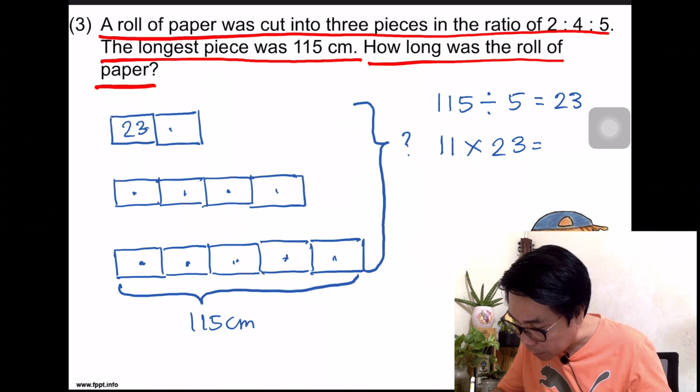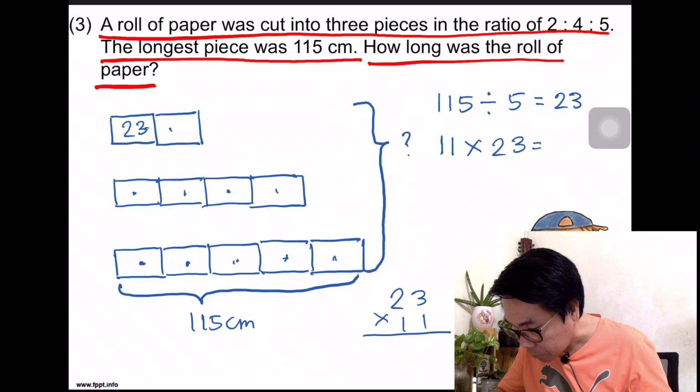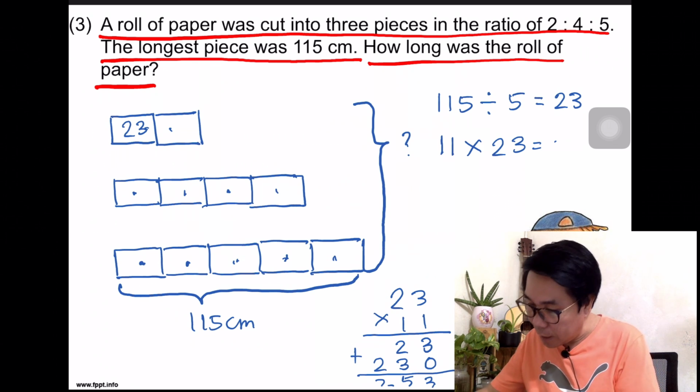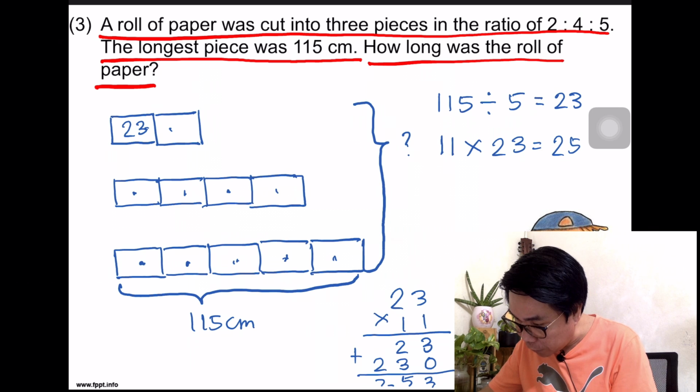Okay, let's multiply it here. So 23 times 11. 1 times 3 is 3. 1 times 2 is 2. 0. 1 times 3 is 3. 1 times 2 is 2. So we have 3, 5, and 2. So we add together. So the answer is 253.